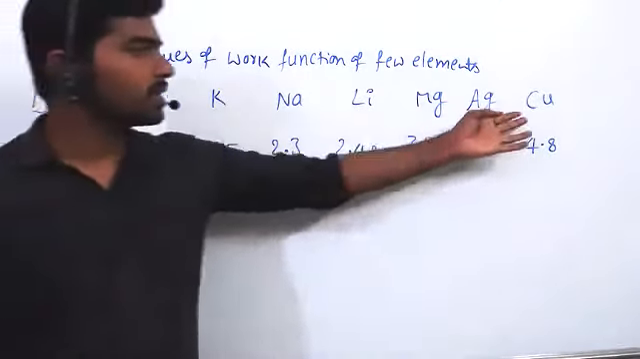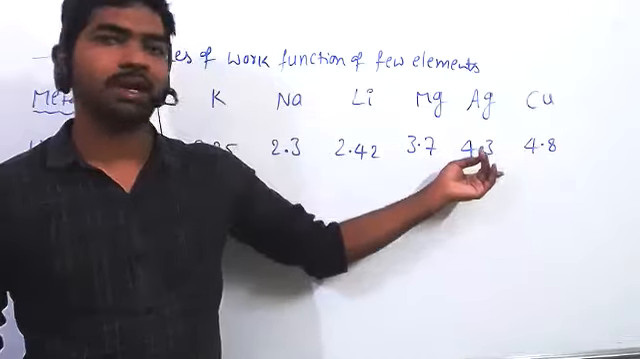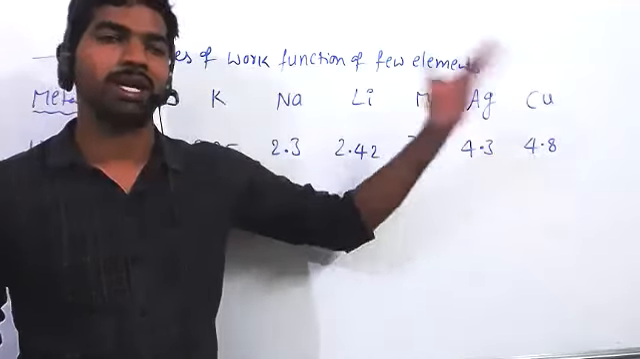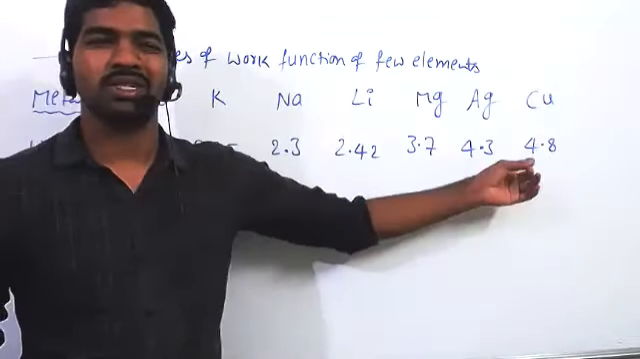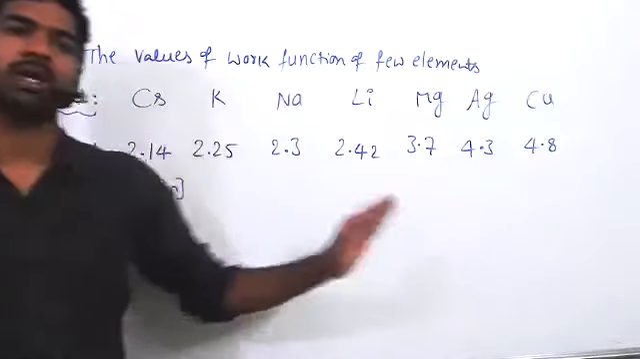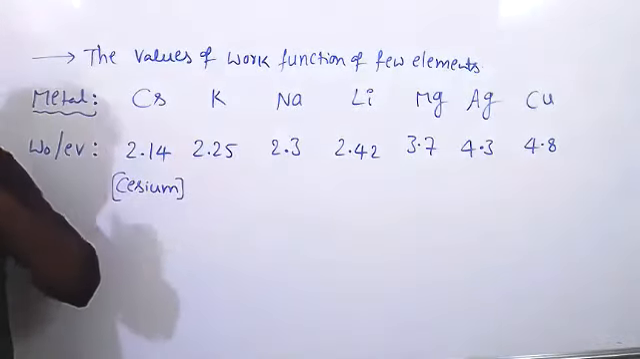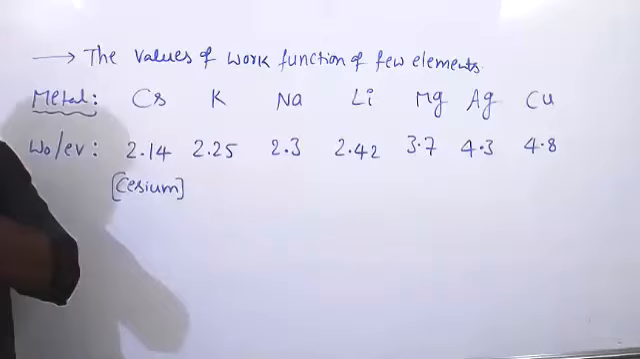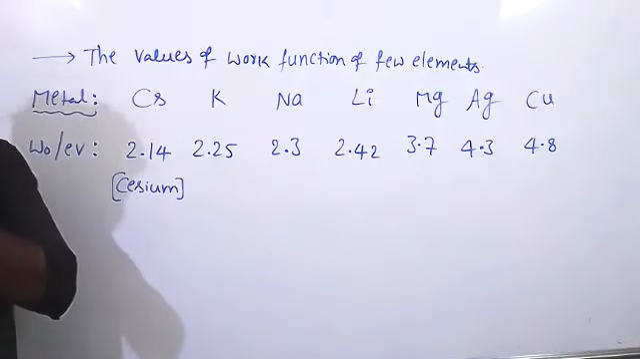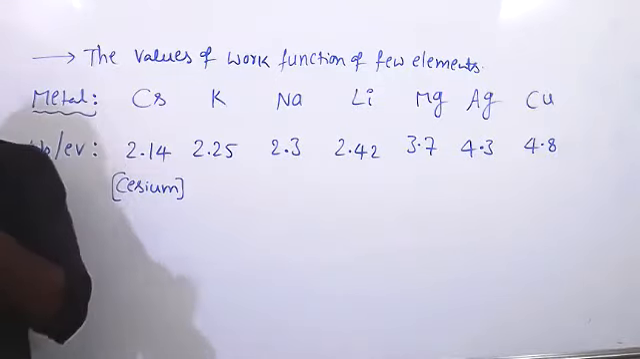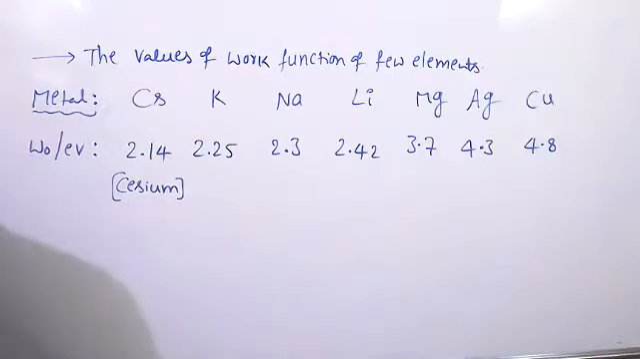And copper and silver have very high values, so it is very difficult to remove electrons here. We need to supply a large amount of energy, so these elements are not used in photovoltaic cells. Which one is the highest? Gold and platinum have very high values, more than 8. So it is difficult to remove electrons from those metals. Which is the least one? Cesium. Nothing less than that.